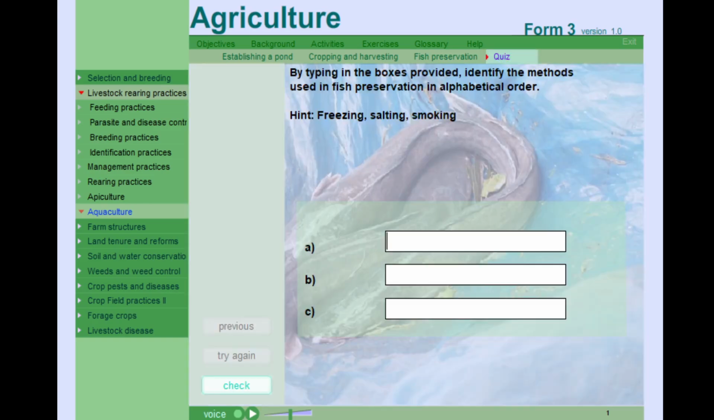By dragging and dropping in the boxes provided, identify the methods used in fish preservation in alphabetical order. Answer the following questions after covering the content on routine livestock rearing practices.